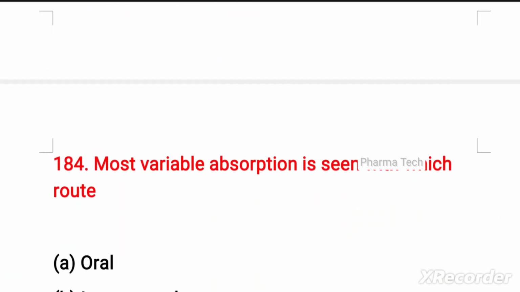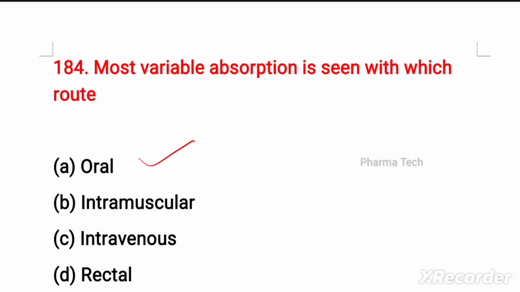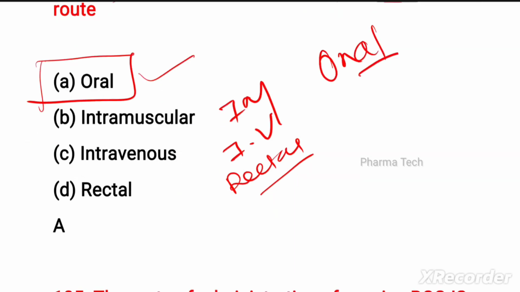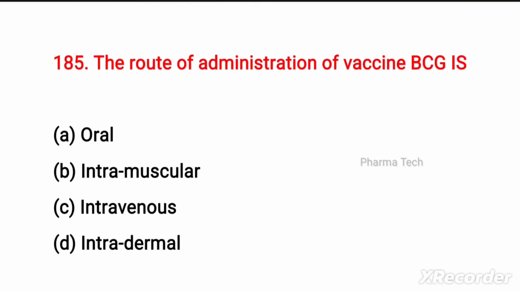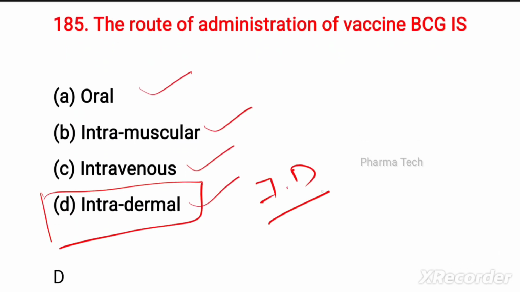Next question, most variable absorption is seen with which route? Options are oral, intramuscular, intravenous, rectal. Answer is A, oral. Most variable absorption is seen with oral route. Next question, the route of administration of BCG vaccine is, options are oral, intramuscular, intravenous, intradermal. Answer is intradermal. Route of administration of BCG vaccine is intradermal.